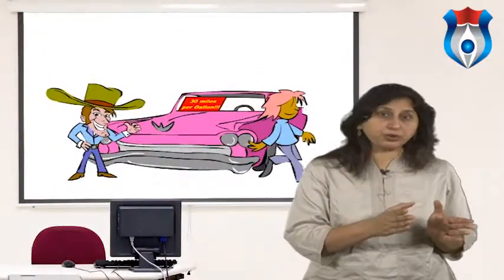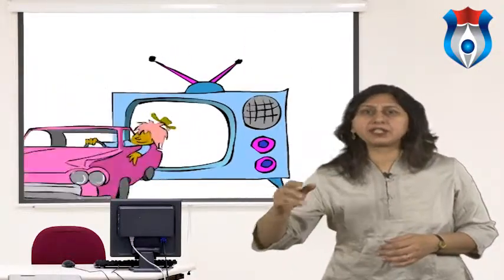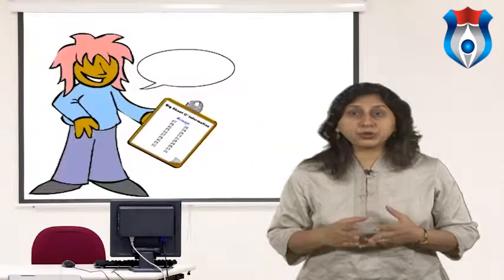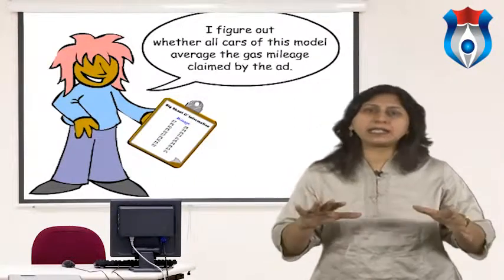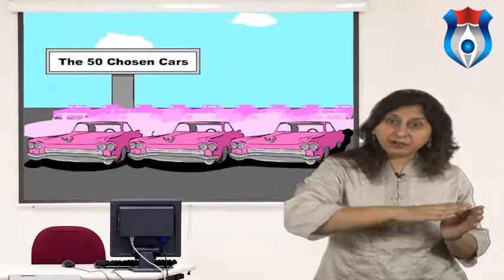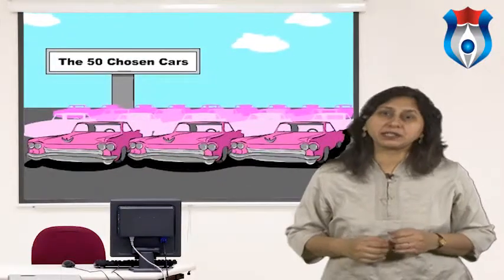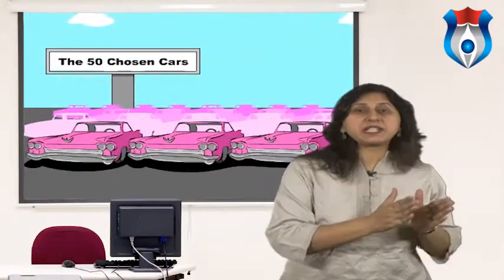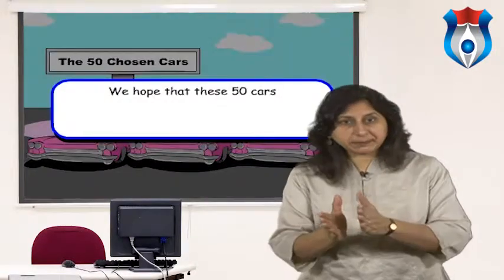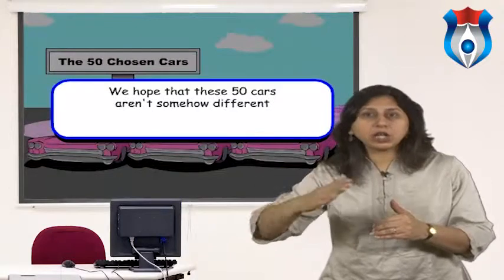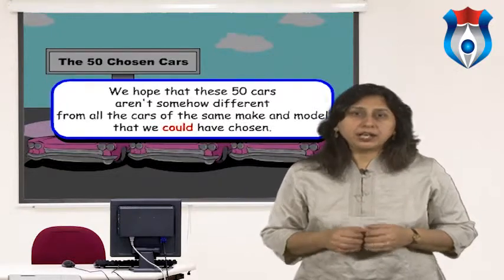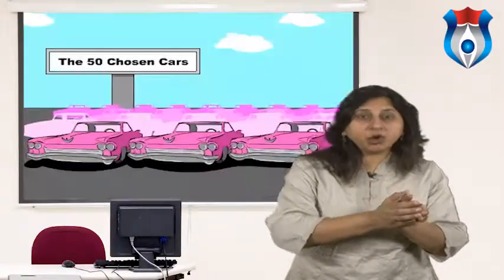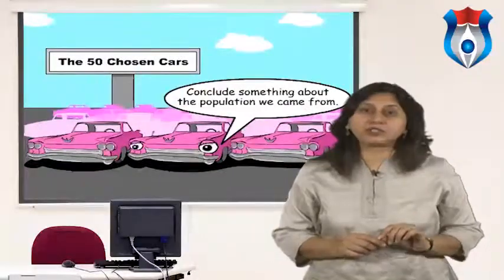But you might go to various showrooms that sell this model and randomly pick and drive only 50 of these cars. Then you can use this information to figure out whether all cars of this model average approximately the gas mileage claimed by the ad. We assume that the 50 cars we picked are representative of the hundreds of thousands of cars in the population. When we say the 50 cars are representative of the population, this means that we hope that the 50 cars are not somehow different from all the cars of the same make and model that we could have chosen. We use the small group of 50 cars to infer or conclude something about the population of cars they come from.